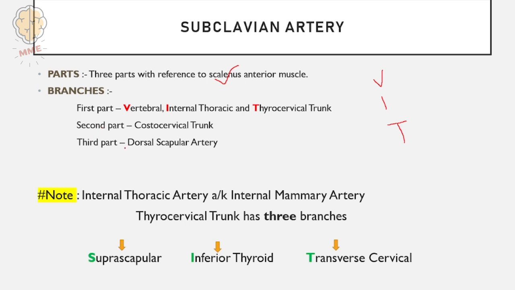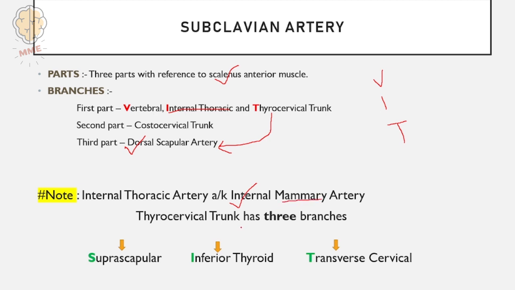Now this dorsal scapular artery, in rare cases, might be a branch of the thyrocervical trunk. This is a PG entrance question, so remember this. Note that the first part has the internal thoracic artery, which is also known as the internal mammary artery. This supplies the mammary gland.